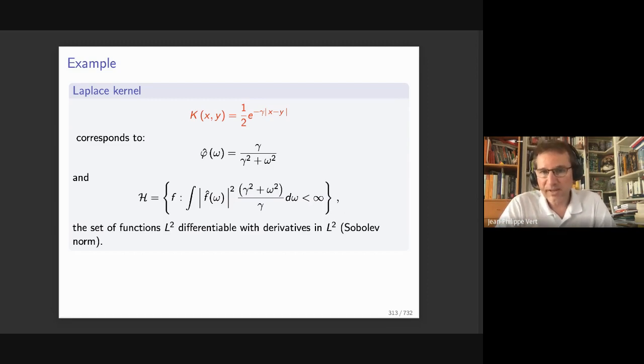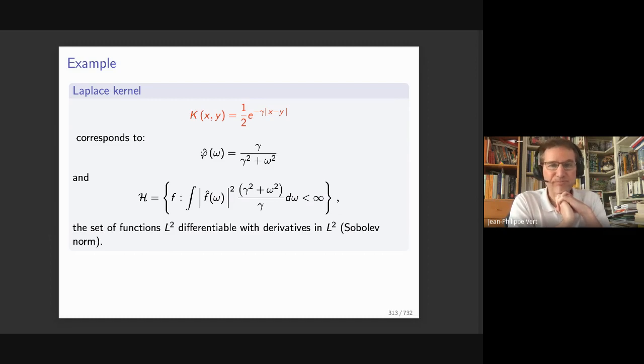this norm, which is finite, can be written thanks to the Parseval equality, which allows us to rewrite the L2 norm of f in terms of the L2 norm of f hat. We can show that the squared norm in the RKHS is the L2 norm of f plus the L2 norm of its derivative. Right? So this may remind you of what's called the Sobolev norm, a bit like what we saw with the Green kernels.